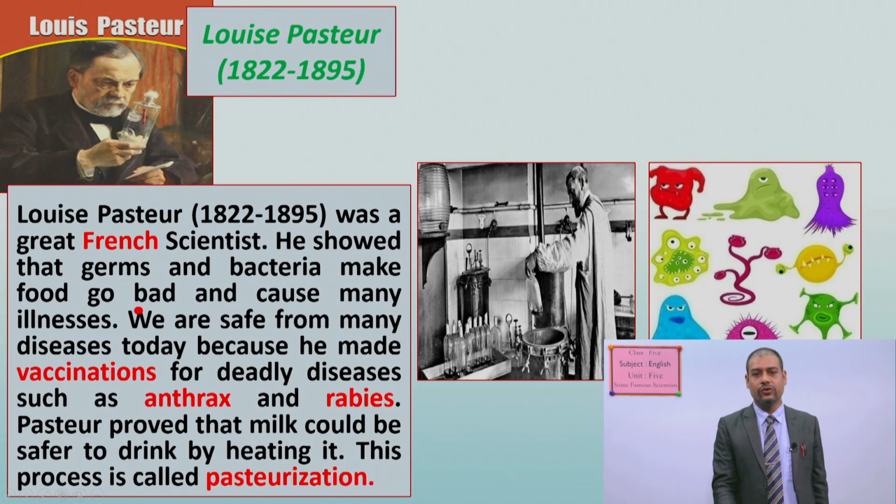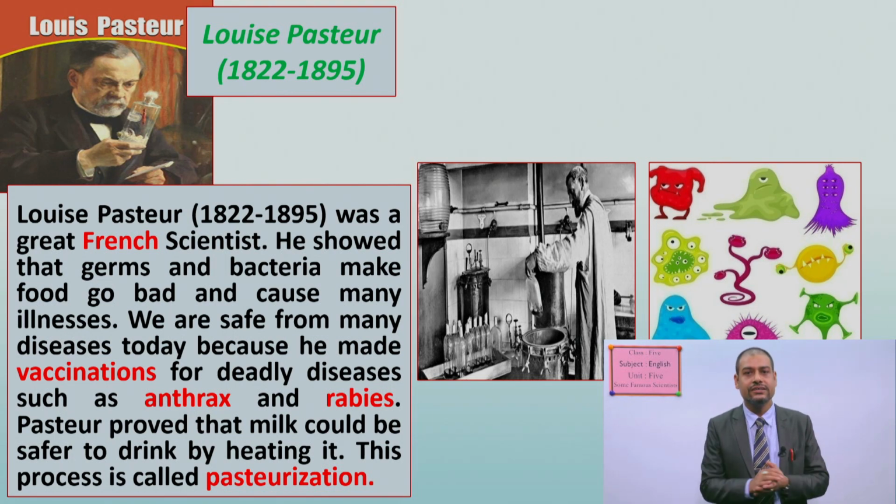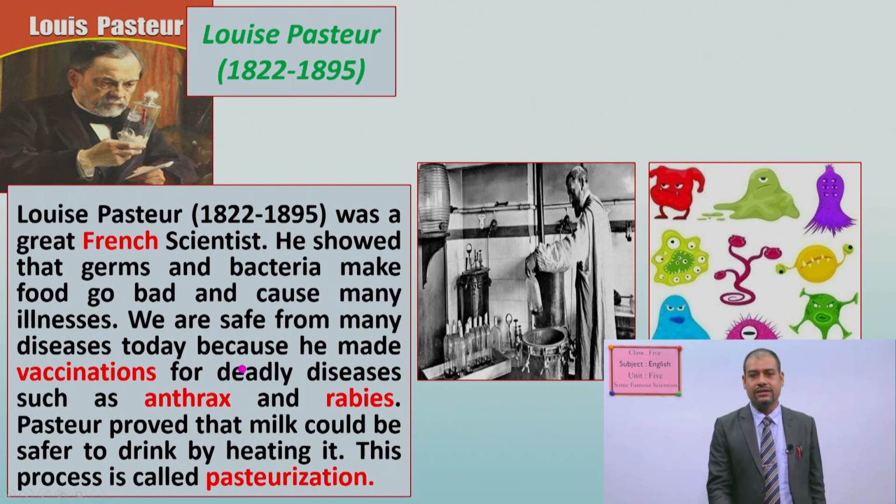Bacteria make food go bad and cause many illnesses. So if we use that type of food, then we become sick, we become ill. That's why we should not use that type of decayed food, all right? We are safe from many diseases today because he made vaccinations for deadly diseases such as anthrax and rabies. So don't forget, dear students, why Louis Pasteur is very famous in the world? Because don't forget this one.